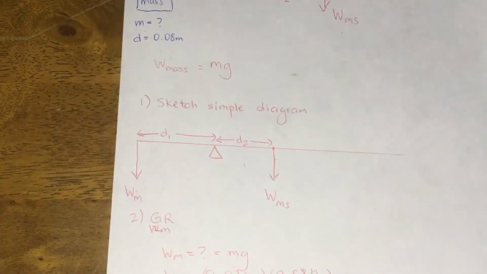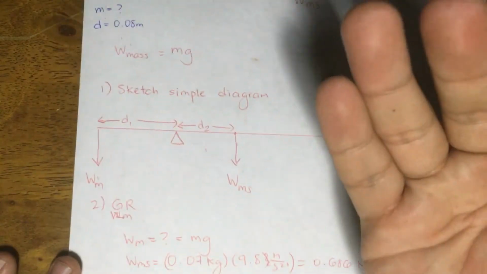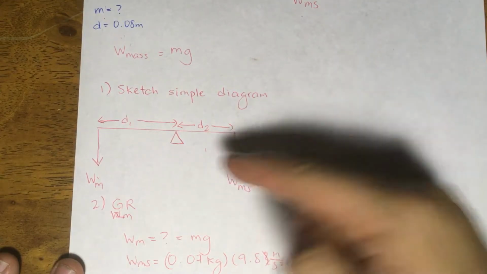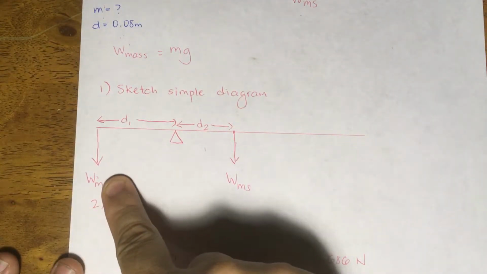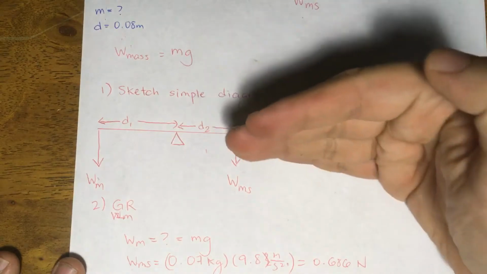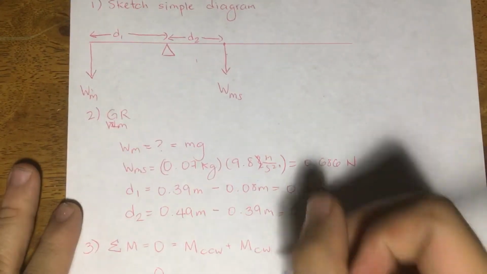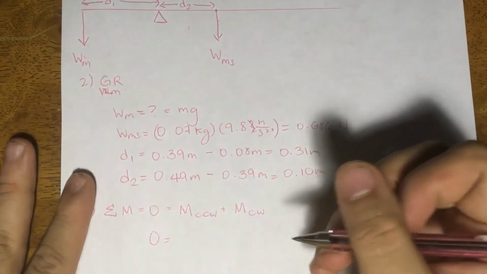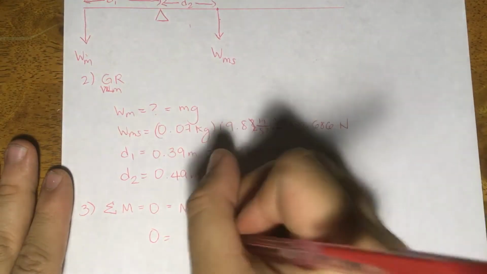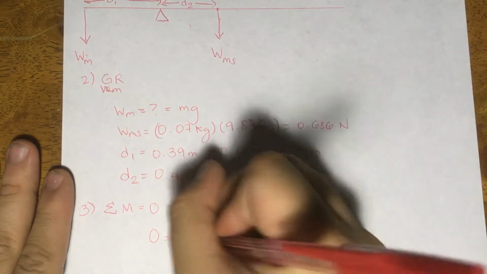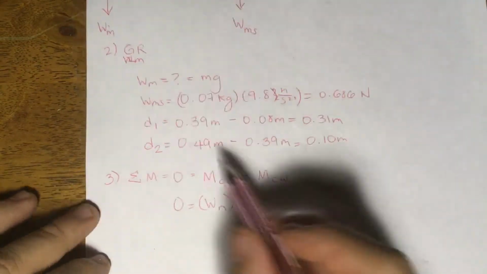Which moment is going counterclockwise here? Well, you can use this kind of guide. So which is going counterclockwise? I think it's the weight of the mass. Why? You go this way, that's the distance, and then the force goes in that general direction. Go that way, go down like this, so you have a counterclockwise moment. So that's simply the weight of the mass times the distance number 1. Distance 1 is given as 0.31 meters.